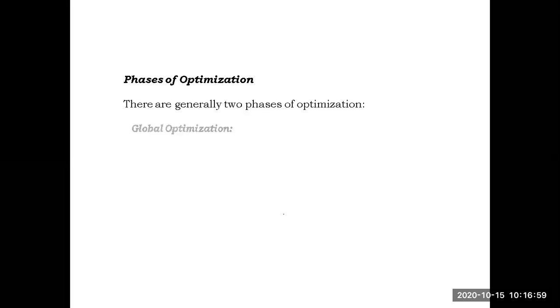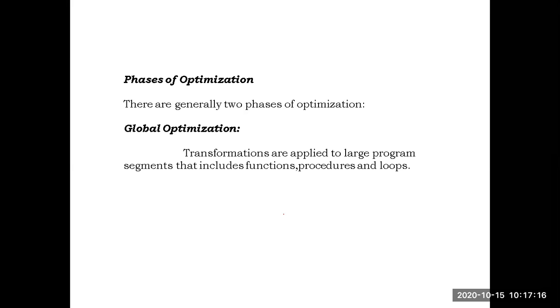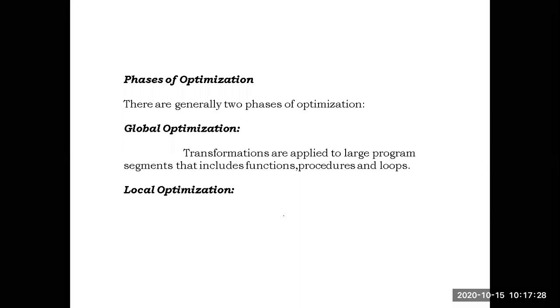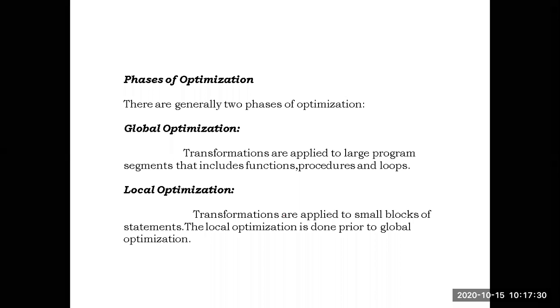When we come to the phases of optimization, two phases are there. Global optimization means if you apply optimization on the entire program, it is called global optimization. By considering all parts of the program, all the procedures, loops, functions, everything, if you apply the optimization, it is called global optimization. And if you apply optimization only on a small block of the program, it is called local optimization.